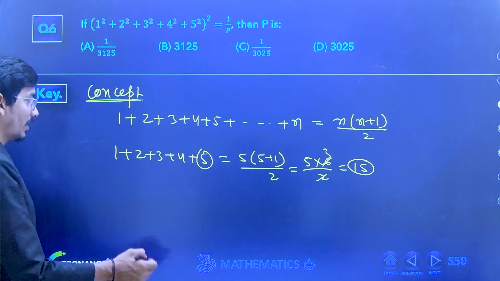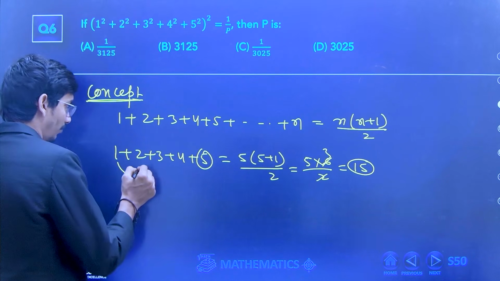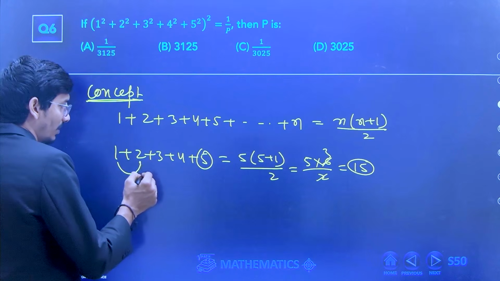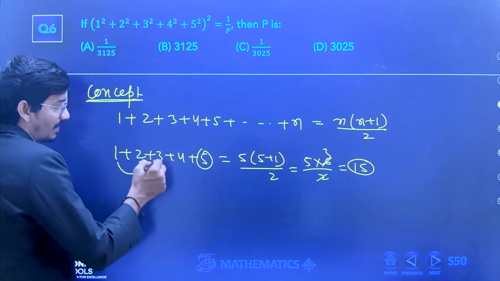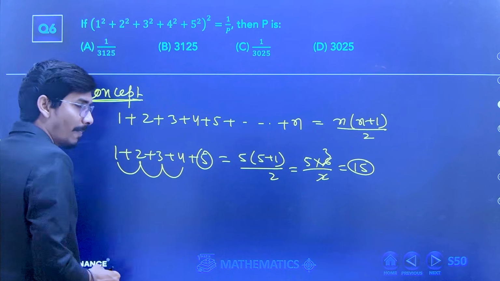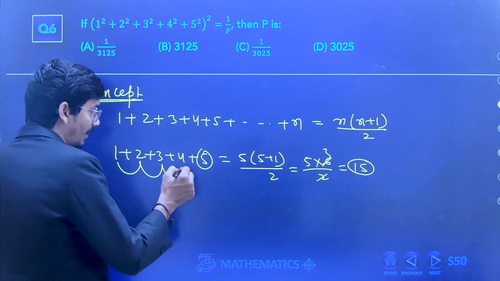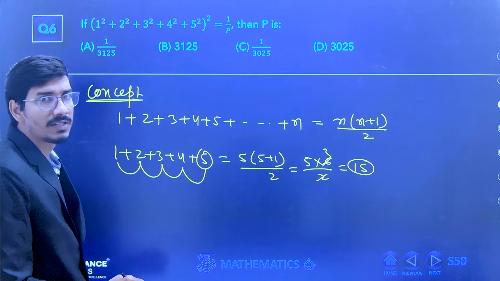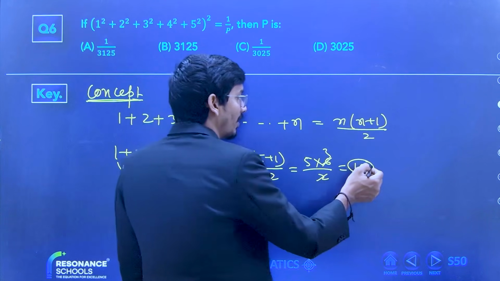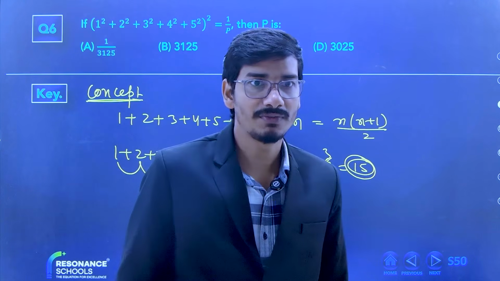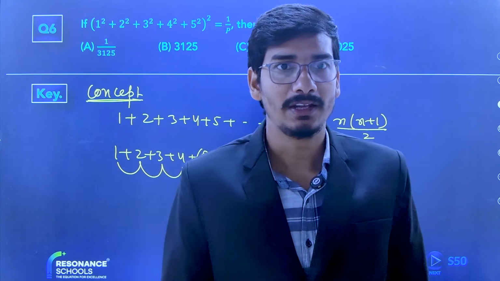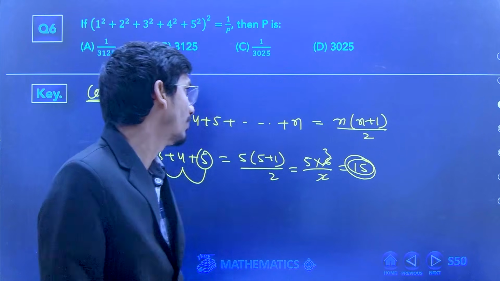You can also check, beta. 1 plus 2 is 3, 3 plus 3 is 6, 6 plus 4 is 10, and 10 plus 5 is 15. And the same thing we are also getting from the formula. It means what? This formula works.